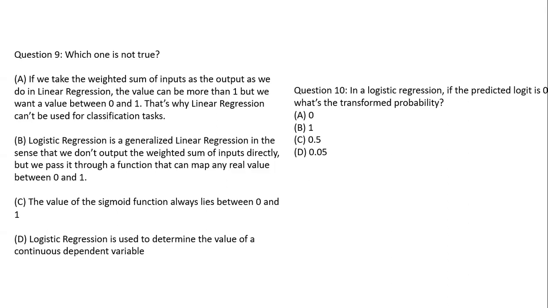No. I think A is the answer. I think यहाँ पे वो is talking about something really, really out of the blue. It does not make sense to me. If you take the weighted sum of inputs as the output, what is the weighted sum of inputs? W1 into X1 plus as the output, as we do in linear regression, the value can be more than 1. So that is the prediction, right? But we want a value between 0.